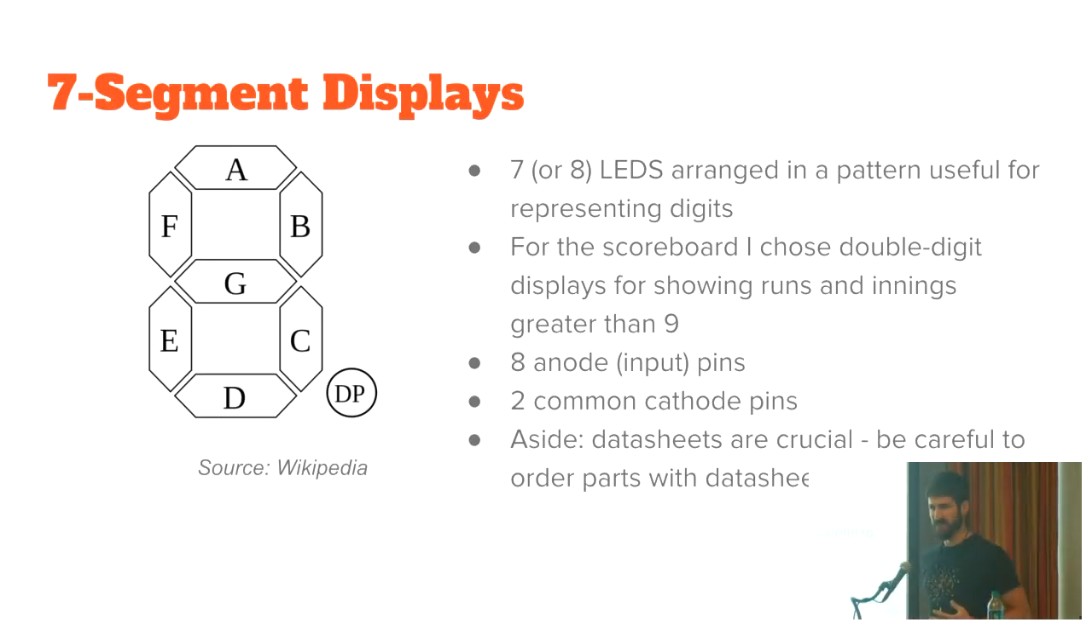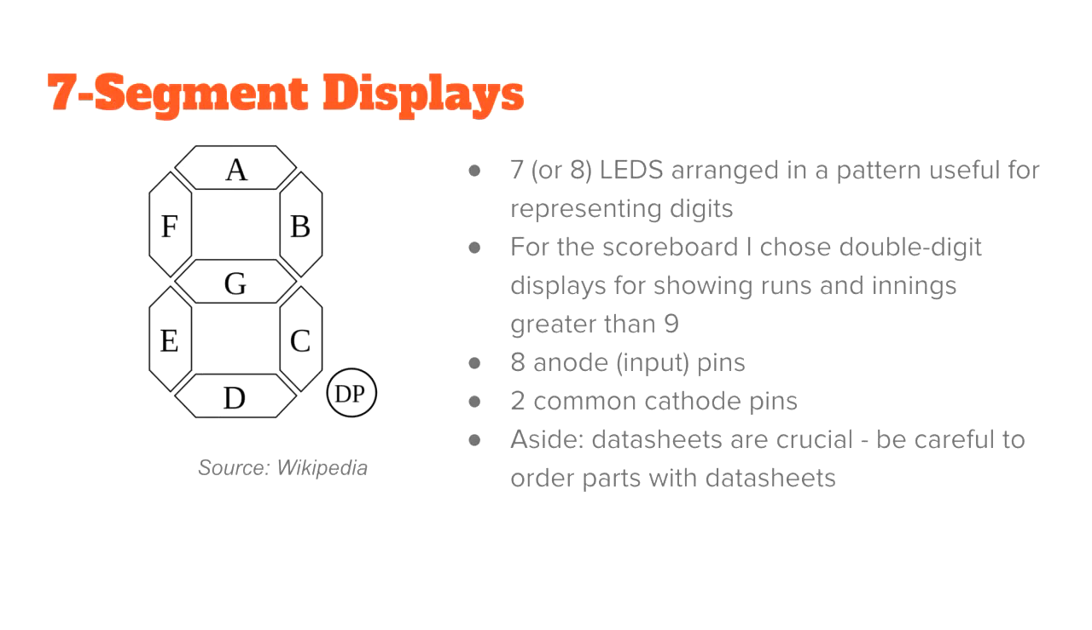But I don't want to just deal with single LEDs. I have the desire to use these 7-segment displays to represent scores and innings and stuff on my scoreboard. 7-segment displays are basically multiple LEDs arranged in a pattern that's useful for representing digits. Like regular LEDs, they're polarized. So you have anode pins that you need to send positive current into, and then there are cathode pins that the current flows out through.